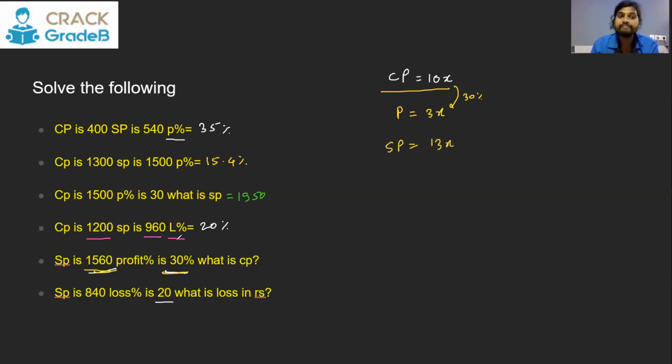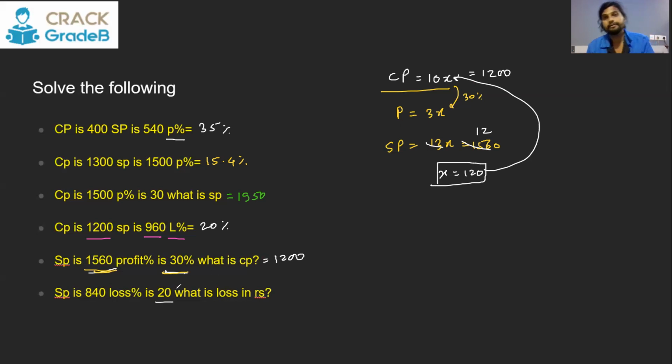So if the selling price is given here as 1560, you say 13x is equal to 1560. This is 12 times of it. So x becomes 120. If x is 120, you put it here and it becomes 1200. So the cost price is 1200. Easy. And lastly, same stuff again.